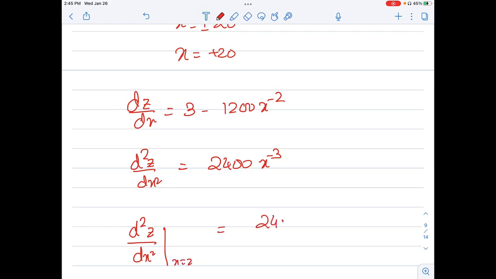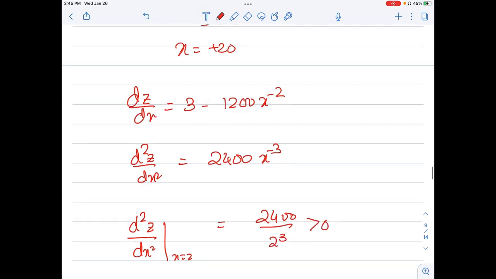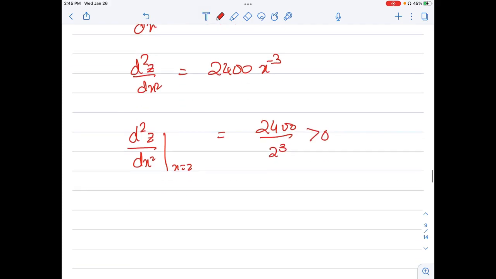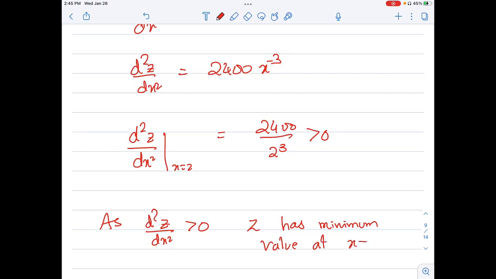So it becomes 2400 divided by 2 cube, which is a positive quantity. As this is a positive quantity, as d square z upon dx square is greater than 0, z has a minimum value at x is equal to 20.